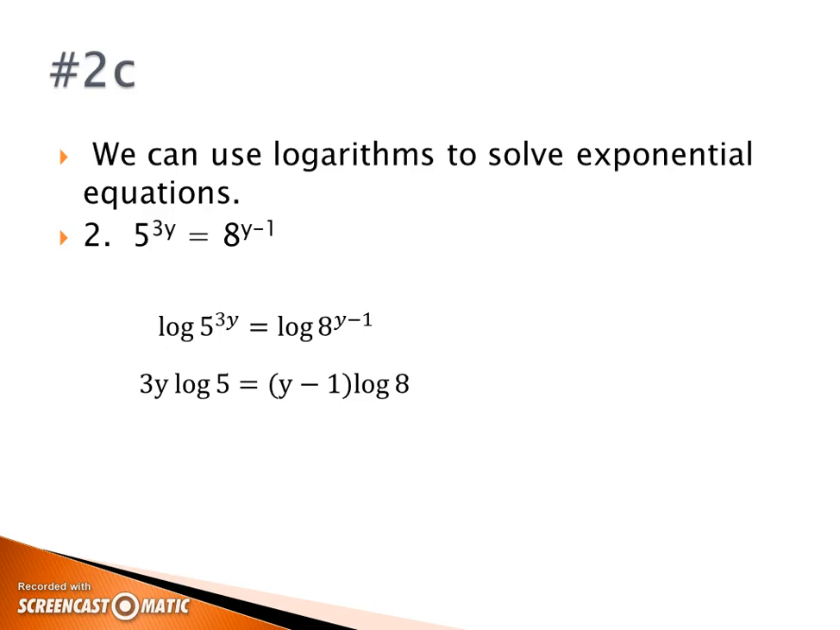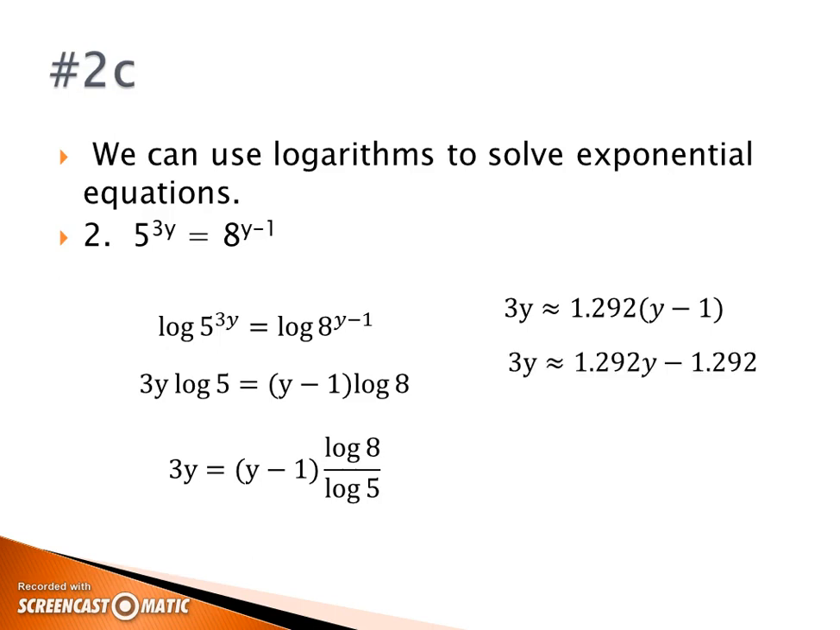Now we're going to divide by log 5. Log 8 divided by log 5 is just a number, a decimal, which is 1.292. Now if we distribute and solve for y, we subtract 1.292y over and get 1.708y. Then we divide by 1.708 to get that y is about 0.756. We just had to remember here that the log of a number is just a decimal, and we have to type that into our calculators.